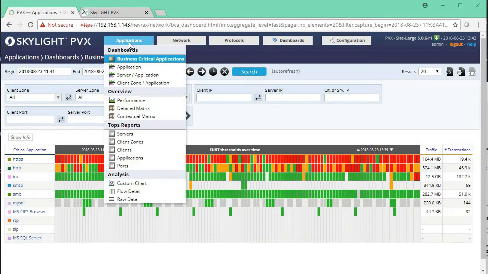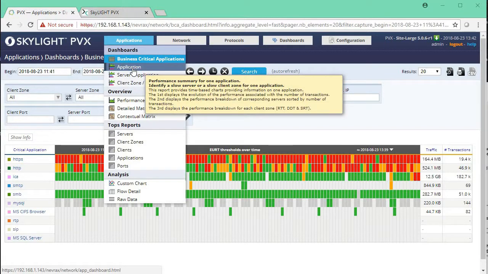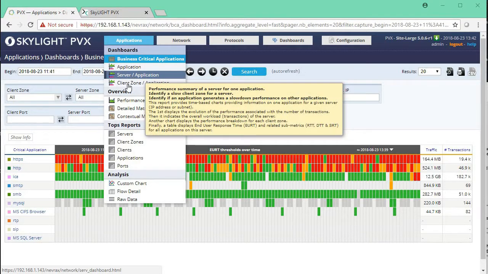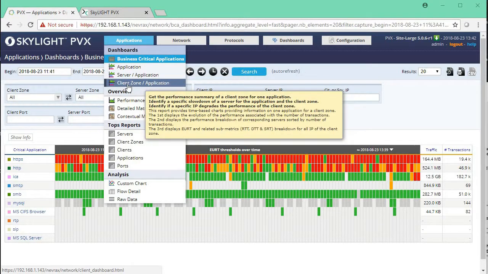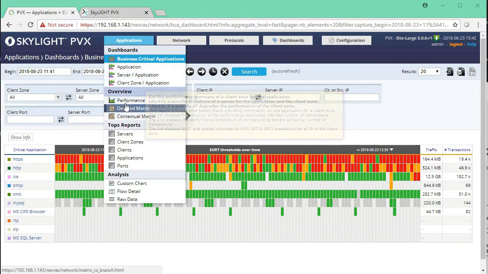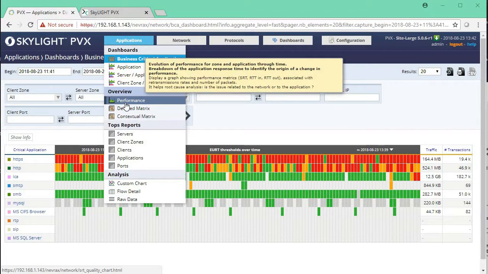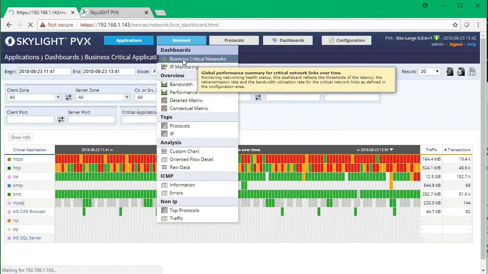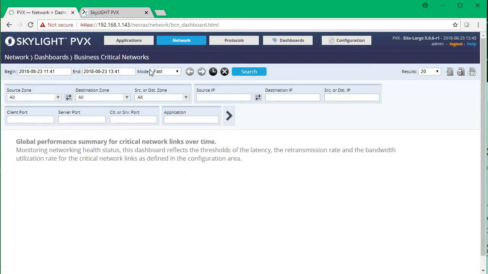So again, applications dashboard, we can zoom in on a particular application, particular server hosting the application, a particular client subnet or zone that's using the application. We can look at performance, detailed matrix, contextual matrix, again all of the different choices. We can also look at the network, business critical networks. I can say, let's take a look at this here.